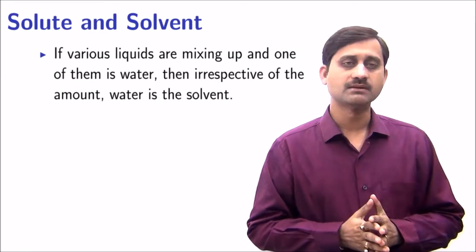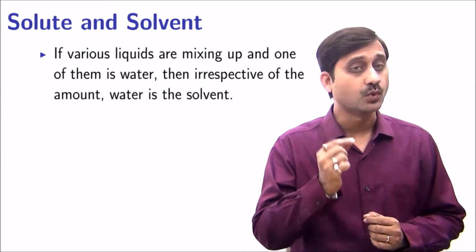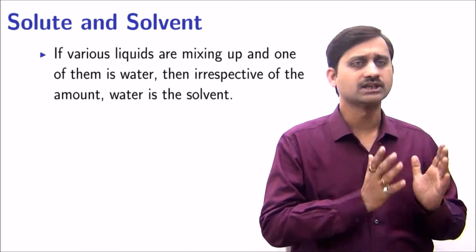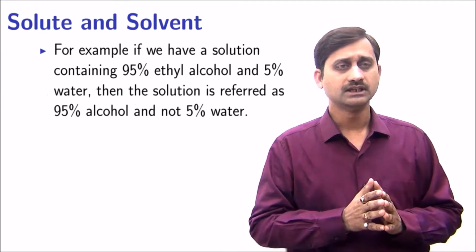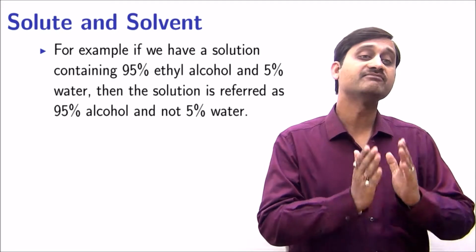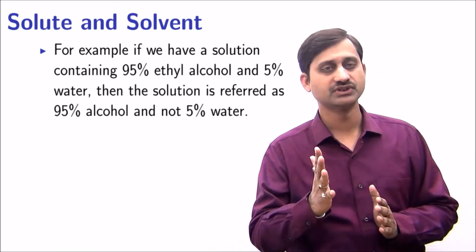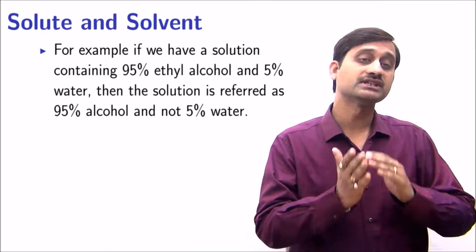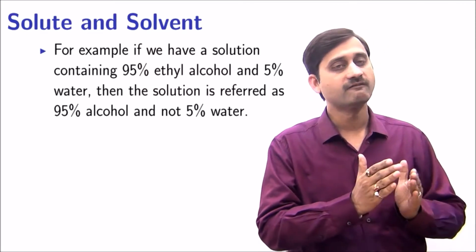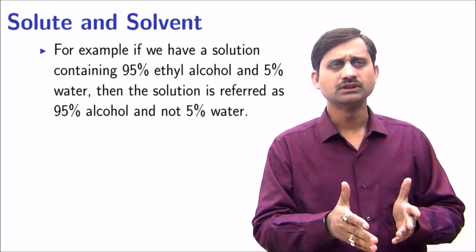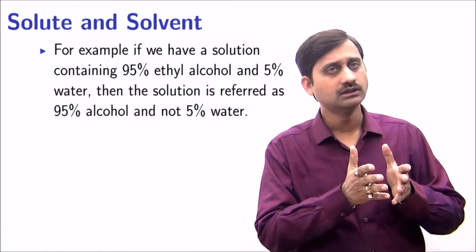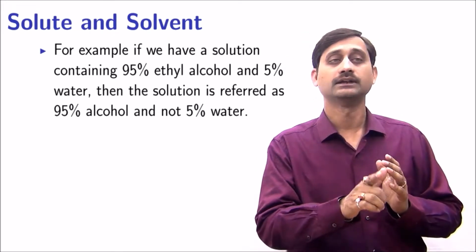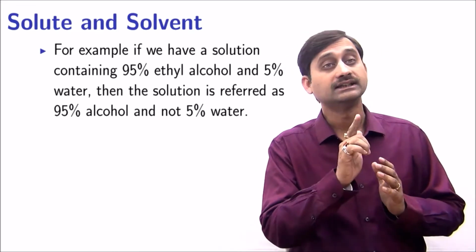If various liquids are mixing up and one of them is water, then irrespective of the amount, water is the solvent. For example, if we have a solution containing 95% ethyl alcohol and 5% of water, then the solution is referred to as 95% alcohol and not 5% water. Simply put, it is concentrated alcohol and not dilute water. Although technically it is more appropriate to call it dilute water.